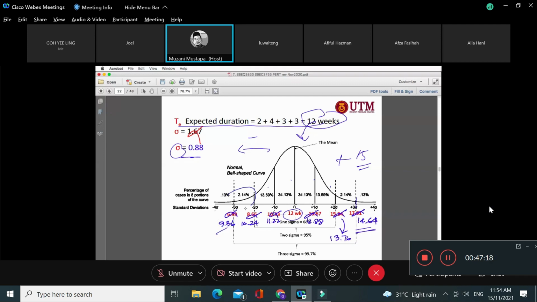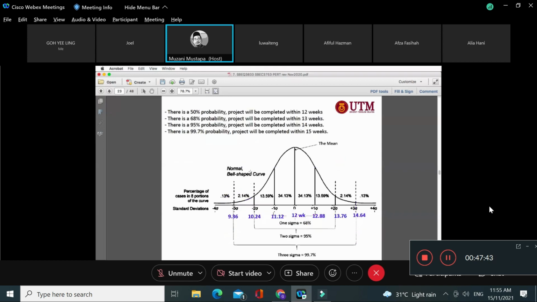Why? Because we know earlier that in this area it is very slim, a very optimistic time. The project can be completed in 9 days only with good weather, no rain, healthy workers, machines not breaking down and so on. So this is 9.36 or even 9 days, right? So the project duration can be expected from 9, 12 and 15, right? You can see this is a 50% probability that the project can be completed in 12 weeks, and then it is 99.7%, or nearly 100%, that the project can be completed in 15 weeks. Okay, so this is what this tells us, right?